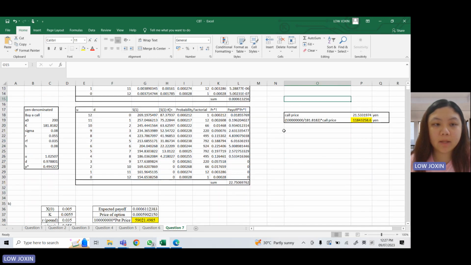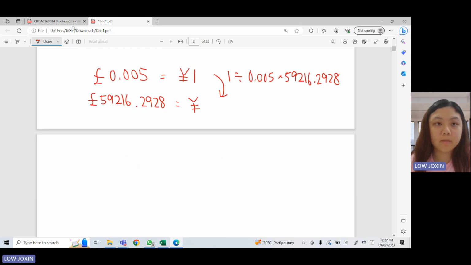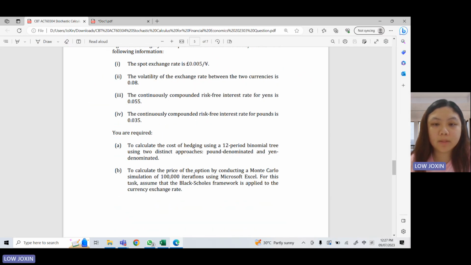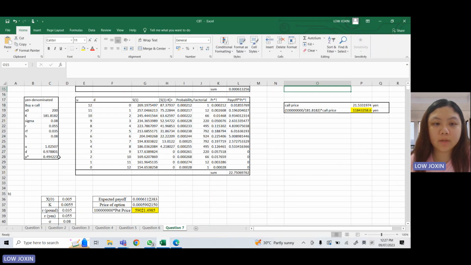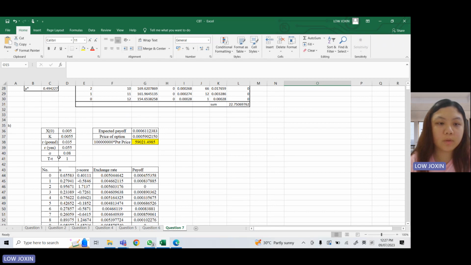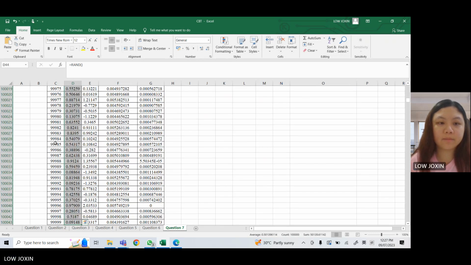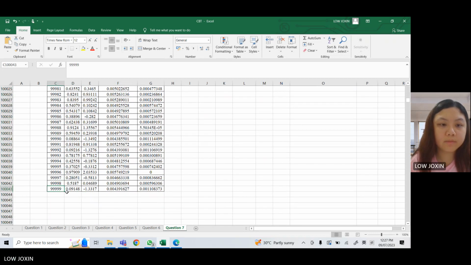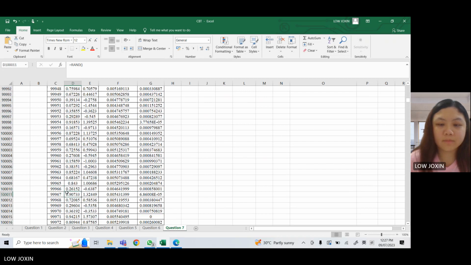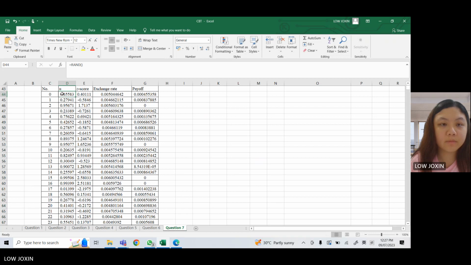So this is for part A. And for part B, to calculate the price of the option by conducting a Monte Carlo simulation of 100,000 iterations using Microsoft Excel. So now we generate 100,000 random numbers. So we can see here there are 100,000 random numbers. So start from here.